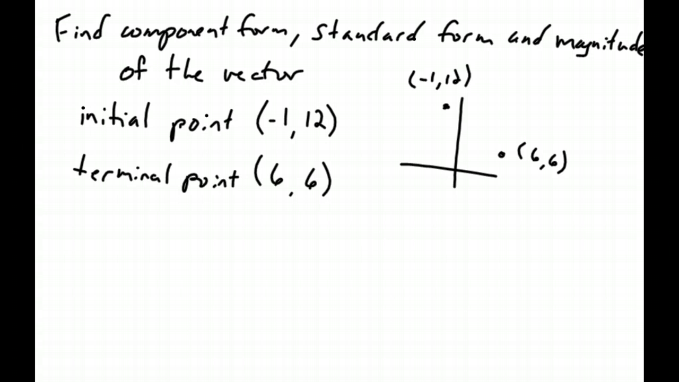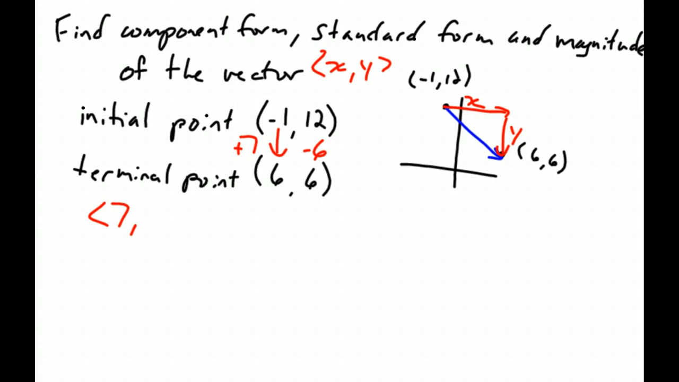So this vector goes down like this. Well, the only parts that I care about of the vector are the x direction and the y direction. So if I find how far it moved in the x and how far it moved in the y, that is component form right there, x, y. So in the x direction, from -1 to 6, it went up 7. So there is the x part of your vector. From 12 to 6, it went down 6. So -6. There it is, component form.